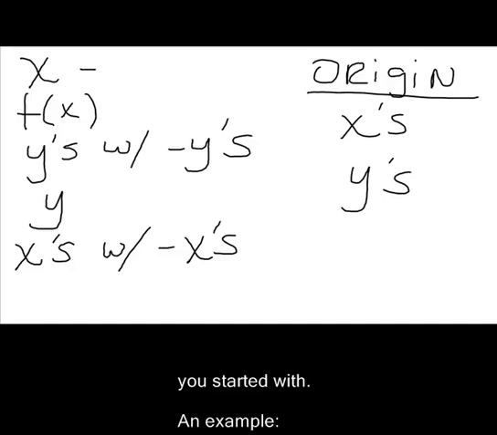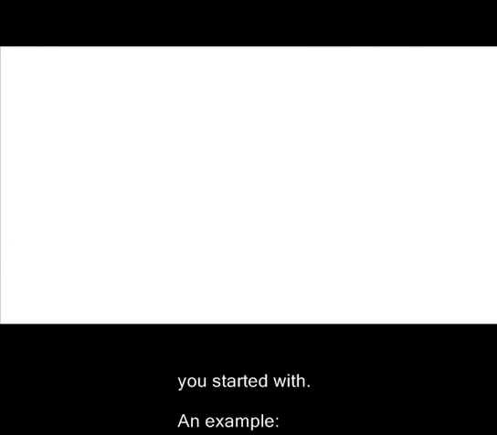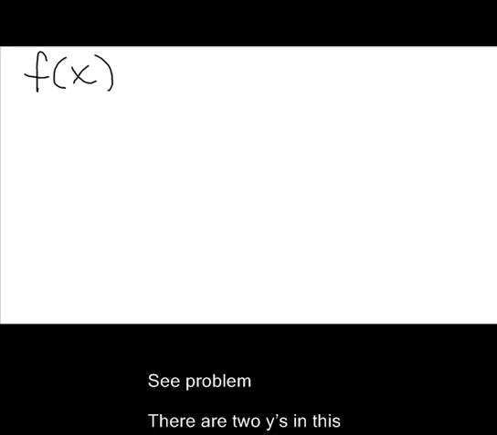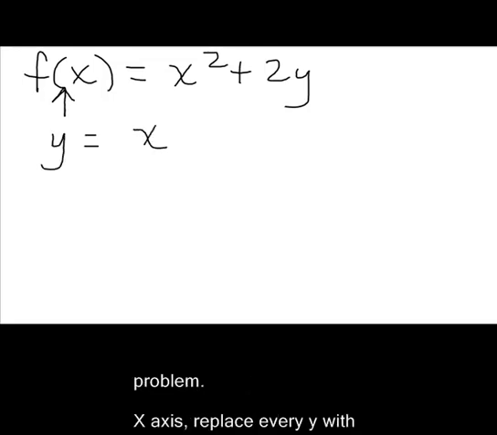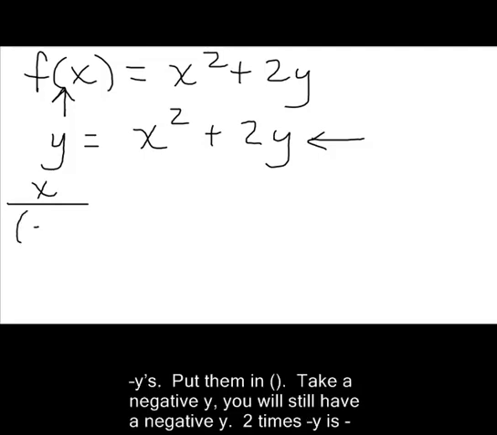So let me do an example with you. Let's pretend this is our problem. F of x equals x squared plus 2y. So when I look at this problem, really there are two y's in it. That one is a y, and this one is a y. So if I'm trying to determine symmetry with respect to the x-axis, I take this problem and I replace every y with negative y's, and I put those in parentheses so that I will get my signs right.